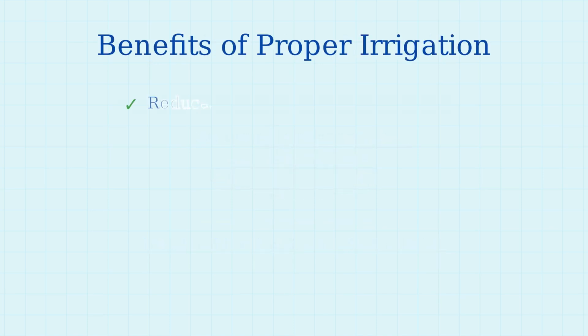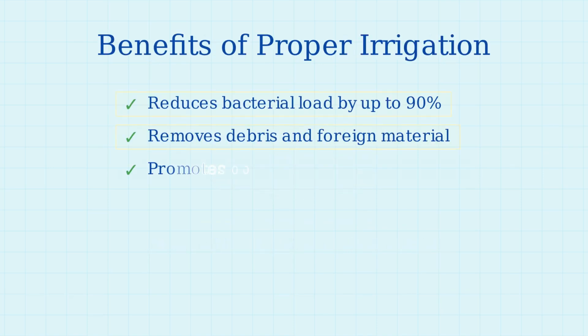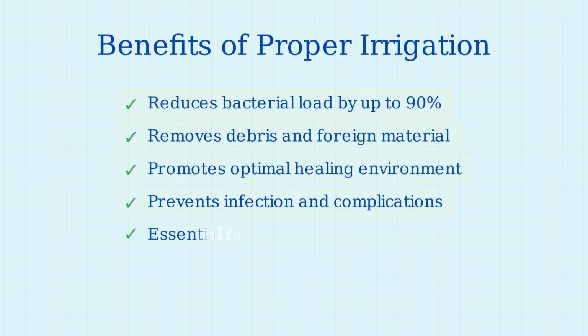Proper wound irrigation provides several important benefits. First, it reduces bacterial load by up to 90%, significantly decreasing infection risk. It effectively removes debris and foreign material that could impede healing. Irrigation promotes an optimal healing environment by maintaining tissue moisture and cleanliness.